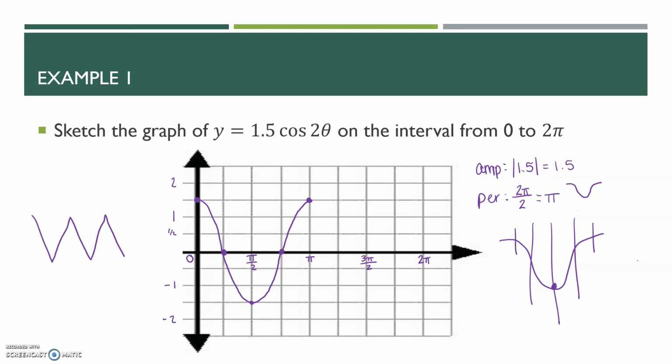So here's one full cycle, but it says to graph it from 0 to 2 pi. So I need to bring it all the way to here. Now, if I'm starting here, the period is pi, so it's going to go from here to here. It's got to go the same distance to finish another cycle. Halfway between those now is going to be my minimum, and halfway between those is going to be the midpoint, or where it crosses the x-axis. And that would be our graph for 0 to 2 pi. Get rid of that.